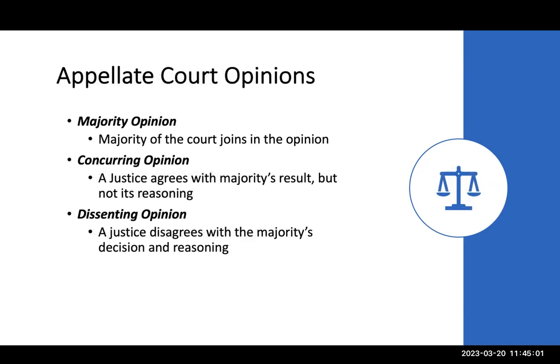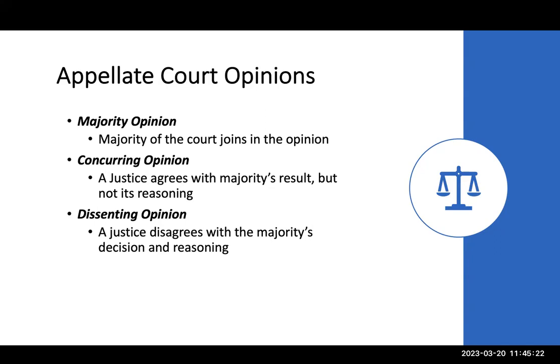Appellate courts, when they reach their decision, will generally issue a written opinion. An opinion sets forth the reasoning behind the court's decision. As noted in the slide in the textbook, opinions take various formats. If it's a unanimous opinion, it is just an opinion of the court.